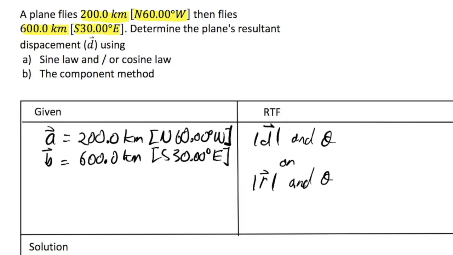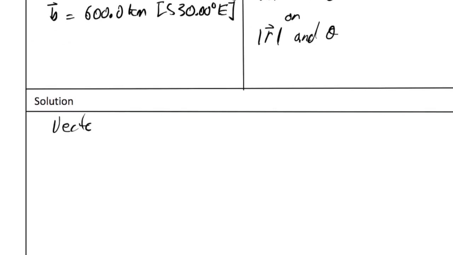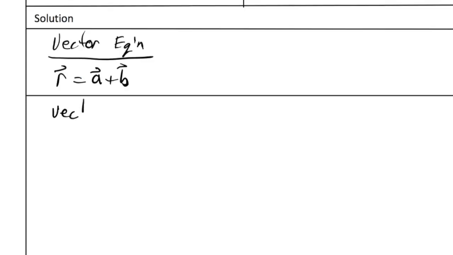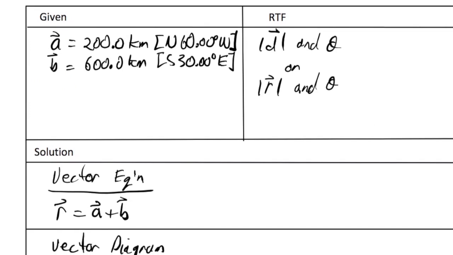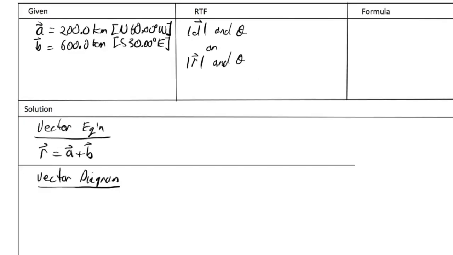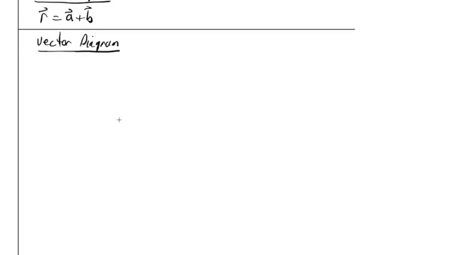That's all. Step one, in the solution section, you always start with your vector equation. And that is our resultant is equal to vector A plus vector B. Next, your vector diagram. And with your vector diagram, have your wits about you. Because vector A has a magnitude of 200, but vector B has a magnitude of 600. What that implies is that vector B is 3 times longer than vector A. And that should be reflected in your diagram. Since neither of these two vectors are playing quote unquote nice, you need to start off with your compass rose.